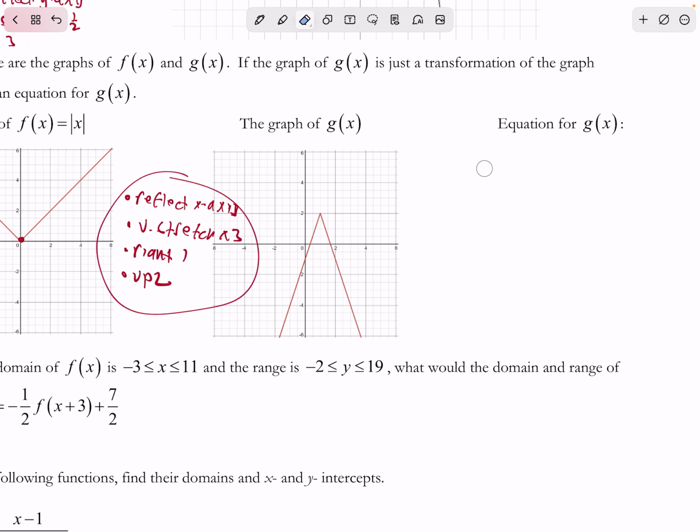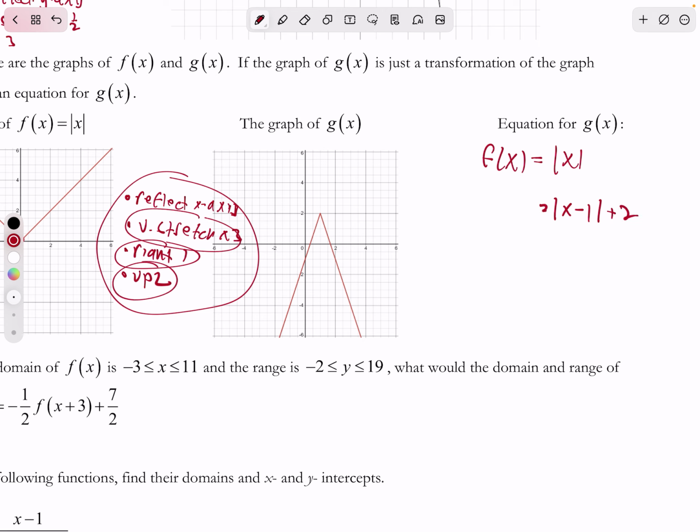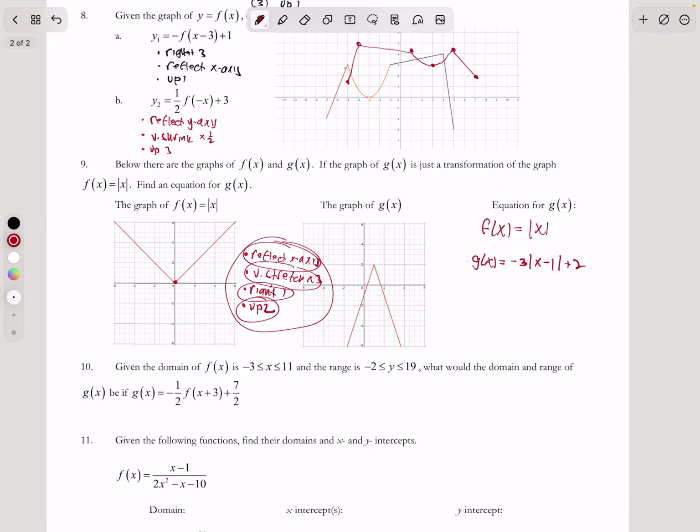So my original is f of x equals absolute value of x. And let's apply these changes in order. Well, certainly right 1 would give me x minus 1 inside there. I've done that. Up 2 would be a plus 2 on the outside. And then the vertical stretch times 3 and the reflection over the x-axis puts us there. That is the transformed function right there.